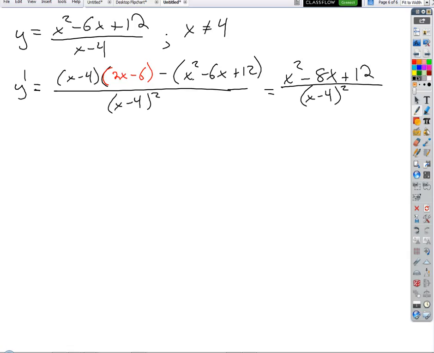Okay, we've got to find critical numbers while we're at it. So where are the critical numbers of the first derivative? Do we get a critical number at x equals 4? Why wouldn't it be x equals 4? Because it doesn't exist, I guess. Okay, it's undefined.